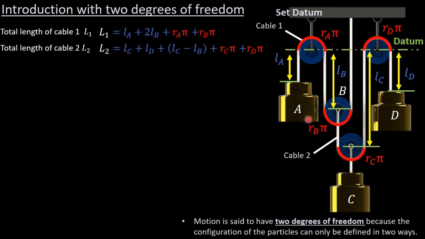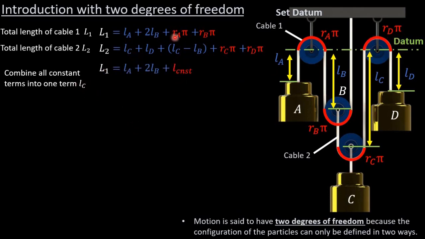And for cable 2, I've got this length here plus this length L sub B plus L sub C minus L sub B, which is going to be this length here. Okay, so I'll just do L sub C minus L sub B, which will give us that length. And then I put in my constant terms, so this part and this part. So again, combine all the constant terms together. So for cable 1, I've put these constants together, and for cable 2, I've put them together again.